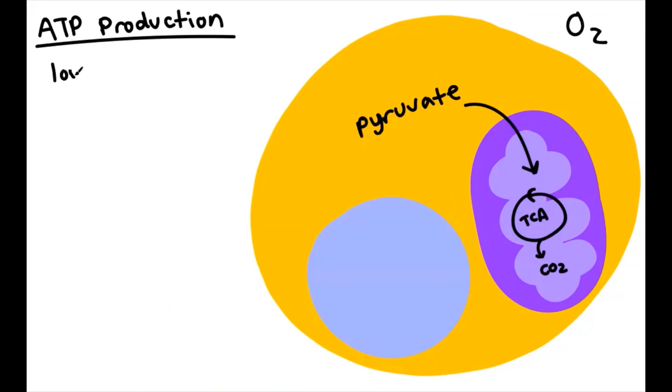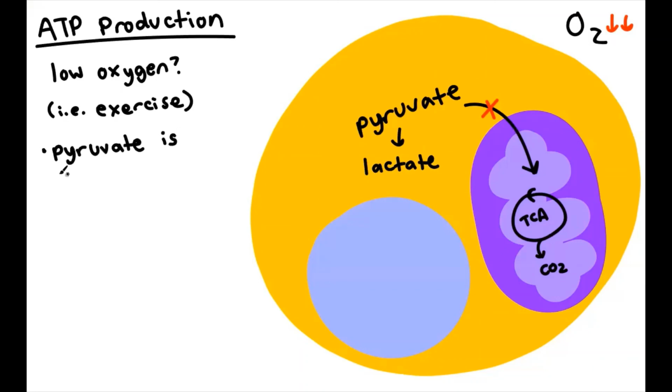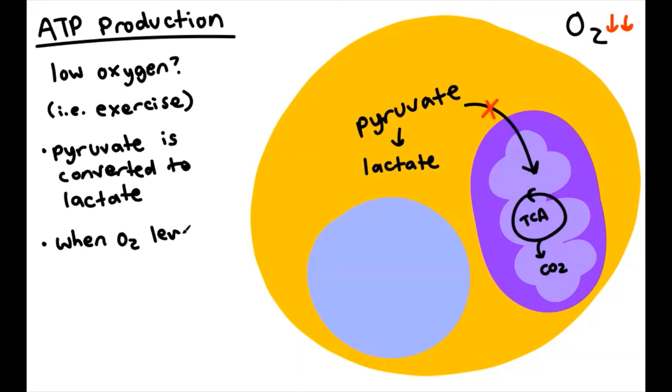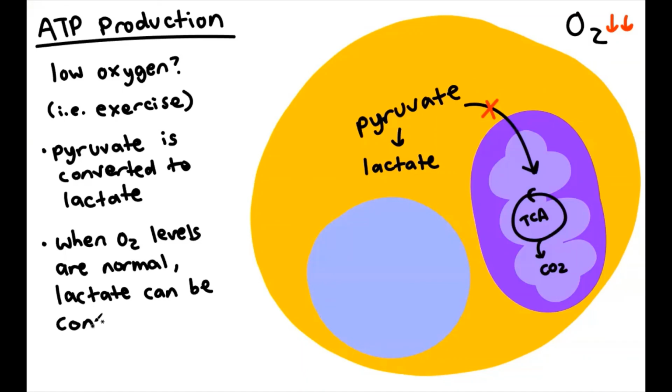What happens if the oxygen levels are low, but a lot of energy is still needed, like during exercise? In this case, pyruvate does not go into the mitochondria. Instead, it gets converted into lactate. Eventually, when there is oxygen again, the lactate can be converted back to pyruvate, and the pyruvate can enter the Krebs cycle again. If you're interested in learning more and looking it up, this is called the Cori cycle.